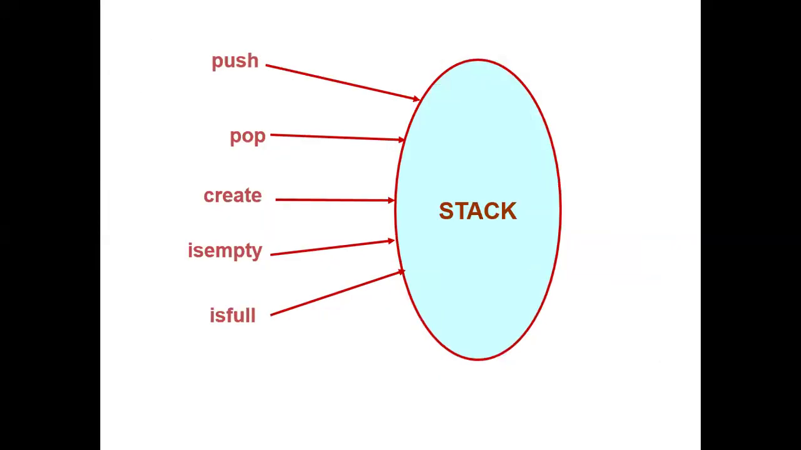So these are the functions for a stack data structure: push, pop, create, isEmpty, isFull. Push is used to add an element into the stack. Pop is to remove an element and return the top value in the stack. Create is used to create a new stack, and isEmpty is used to check whether the stack is empty or not. IsFull is used to check whether the stack is full or not.